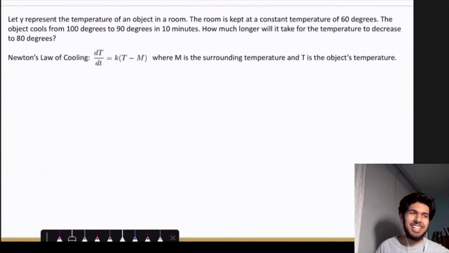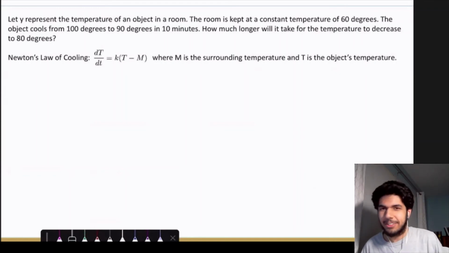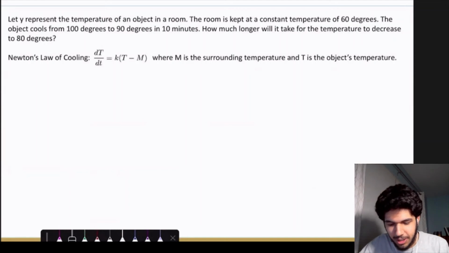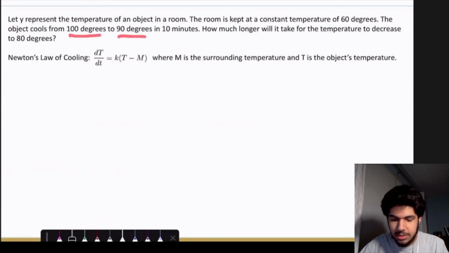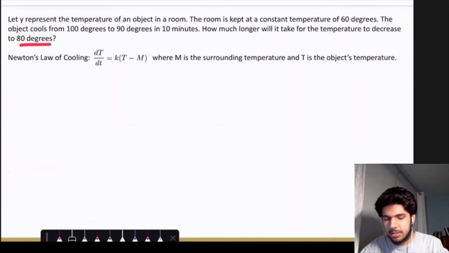Here we go. This is probably one of my favorite kind of applications because I've done a lot of other studies in differential equations with heating and cooling, so this one hits home personally. So let y represent the temperature of an object in a room. The room is kept at a constant temperature of 60 degrees. The object cools from 100 degrees to 90 degrees in 10 minutes. How much longer will it take for the temperature to decrease to 80 degrees?